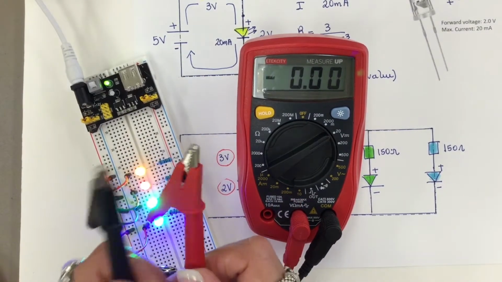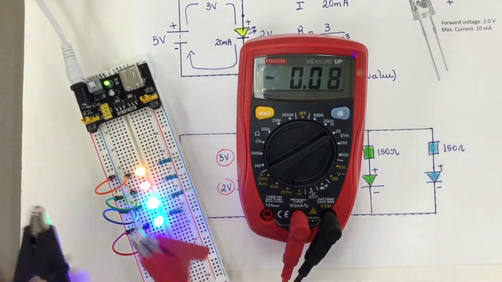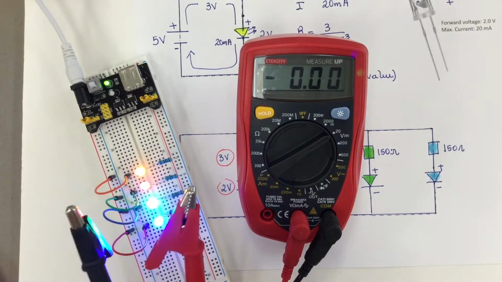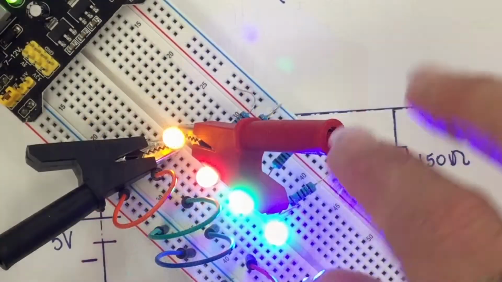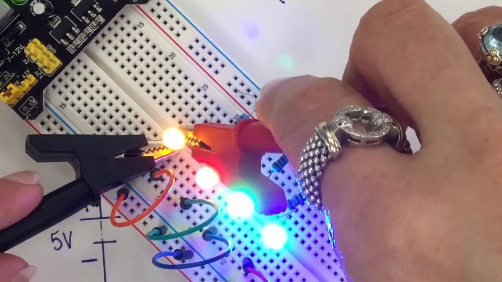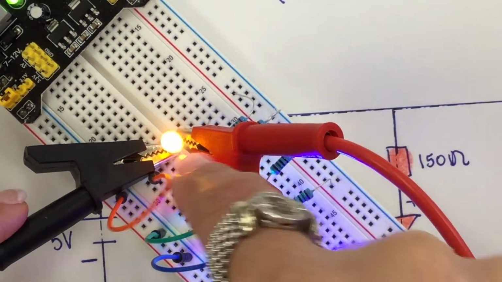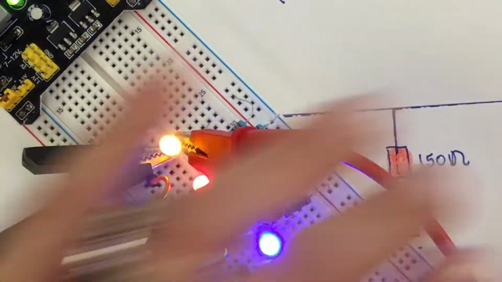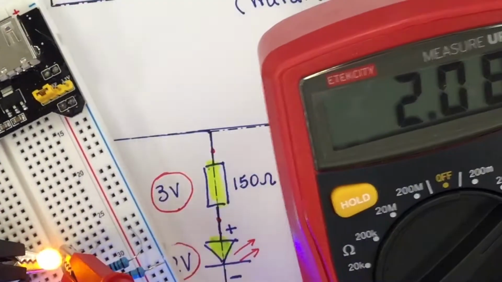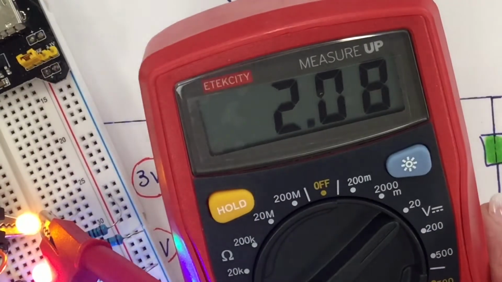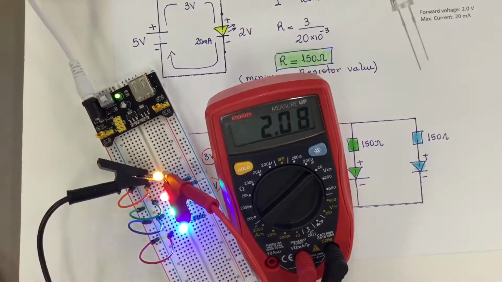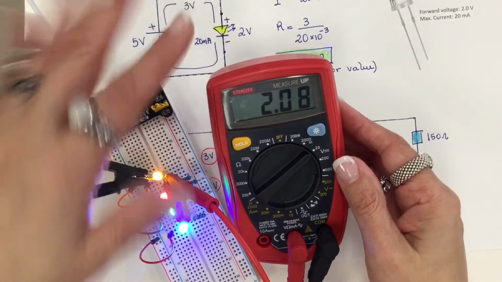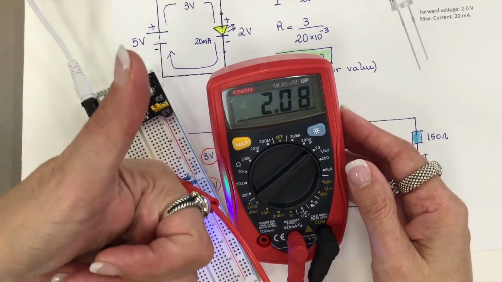Now I'm going to connect the terminals across the LED, following the polarity. Here is a closer look at how I did it. Positive, because my red wire right here is positive, and the negative. And this is my reading on the multimeter. 2.08, approximately 2, which is good.